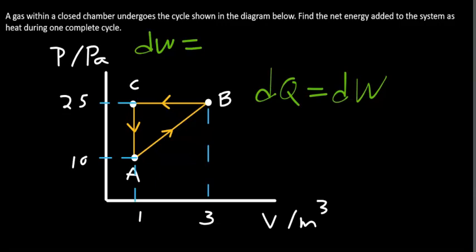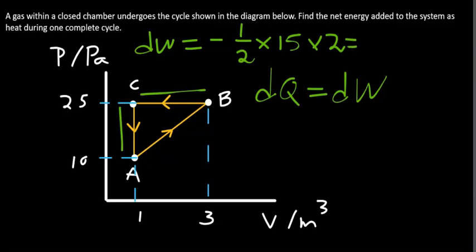So the work done in this case is the negative of the area of that right angle triangle. The magnitude of the area of the triangle is half times that length, which is 15 pascals, times that length, which is 2 cubic meters. And you get minus 15 joules. And that's it. That solves the problem.